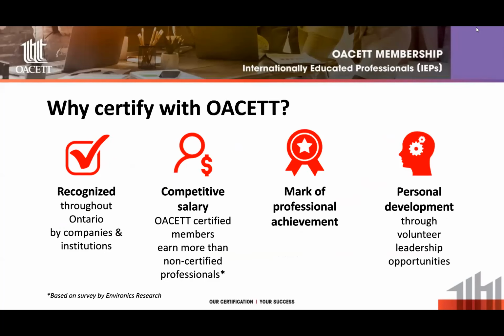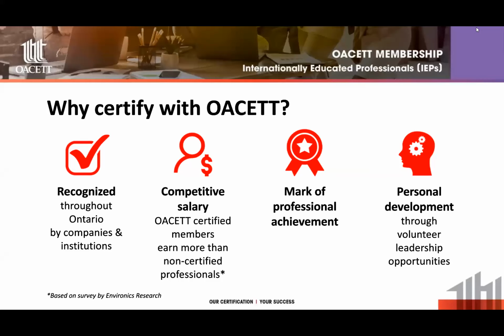So why certify with us? Well, there's actually many reasons. First, we're recognized throughout the province of Ontario. We're recognized by municipalities, by engineering companies, for individuals that want to go teach at a college. We work with the 24 colleges across the province that offer engineering, technology, and technician programs.